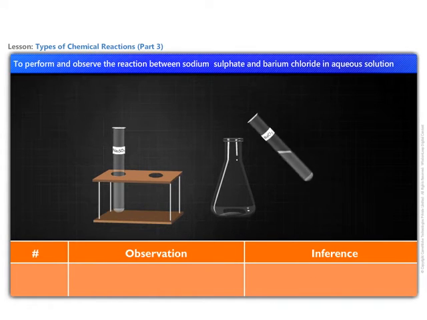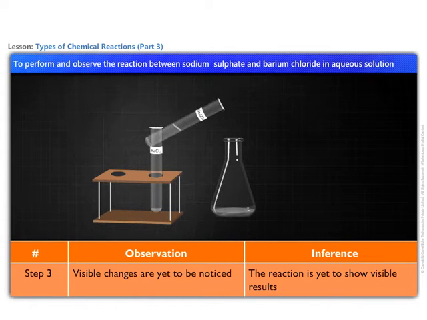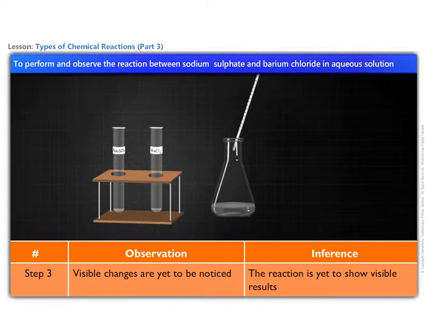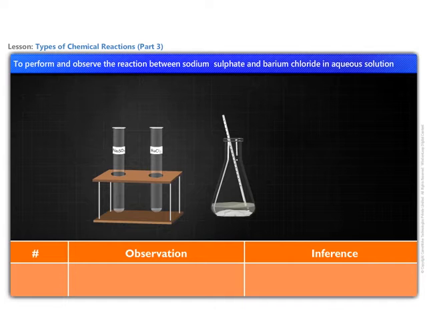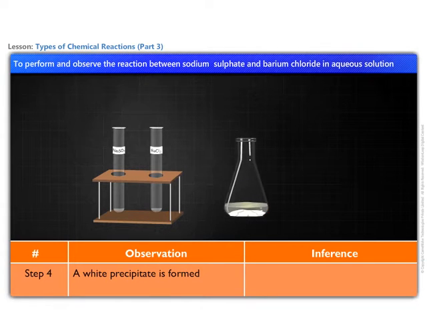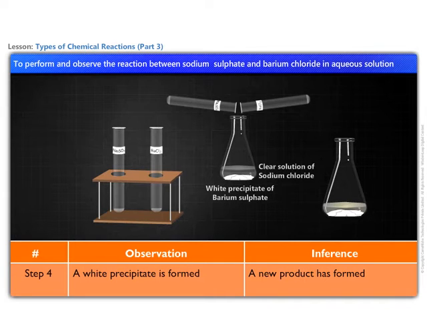Mix carefully the solution of 2 test tubes into a conical flask. Stir the mixture in the conical flask with a glass rod and leave it for some time. What do you observe? A white precipitate is formed. We infer that a new product has formed.